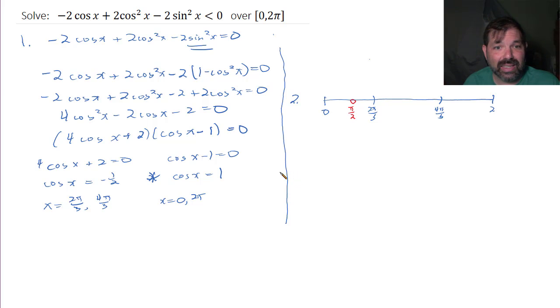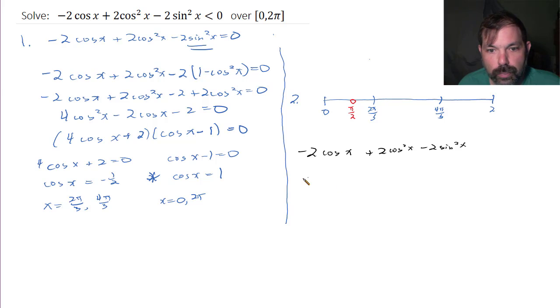Now what to test into? Well, it doesn't really matter what you test into. Any of the forms are valid, from the beginning, any of the forms where you haven't divided by a negative, basically. So I'll test into the original expression in this case. So I'm going to test into the negative 2 cosine x plus 2 cosine square x minus 2 sine square x.